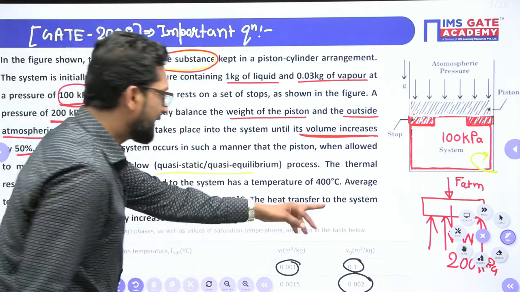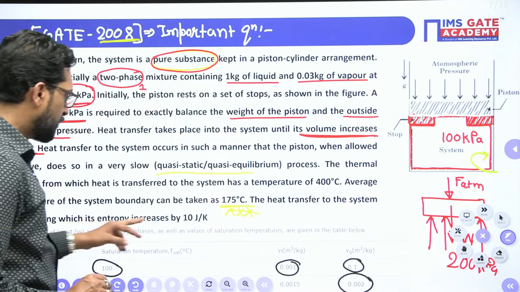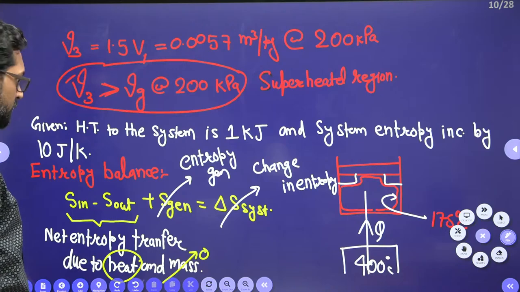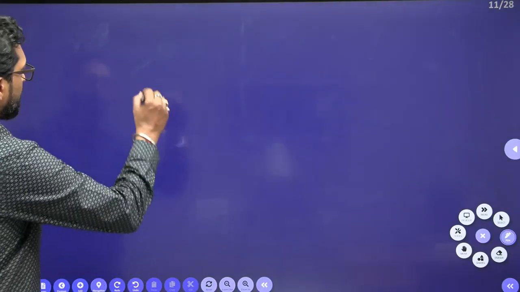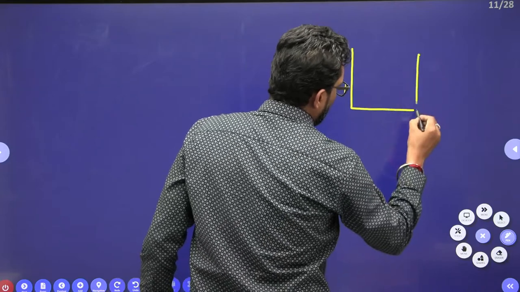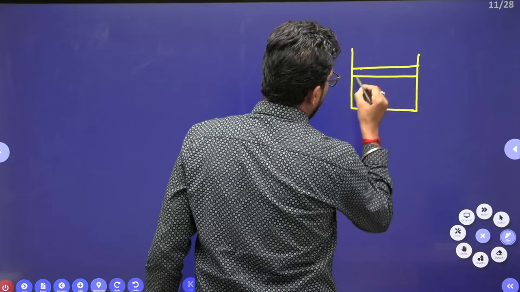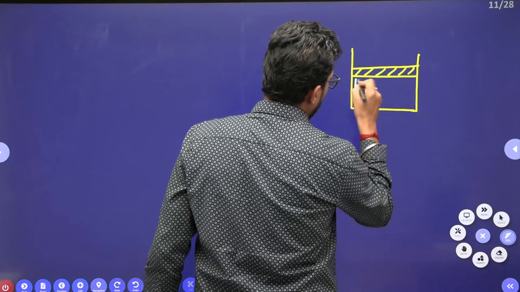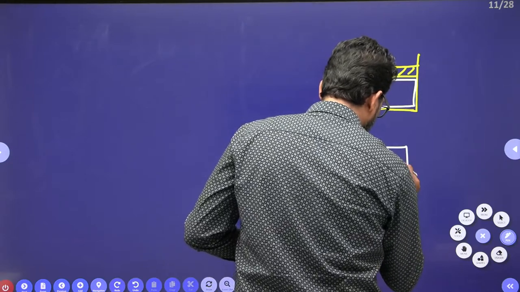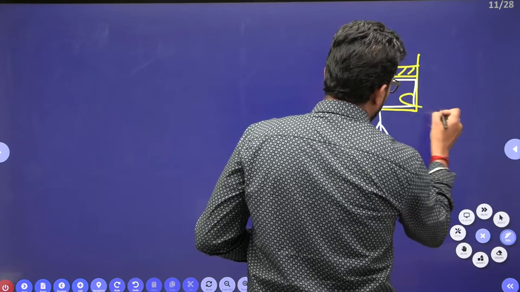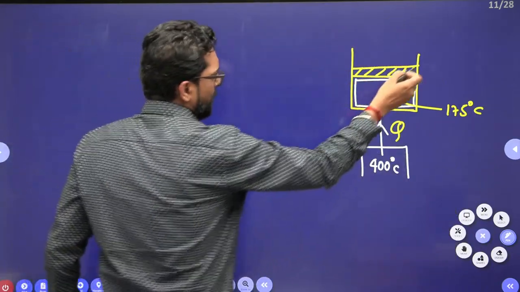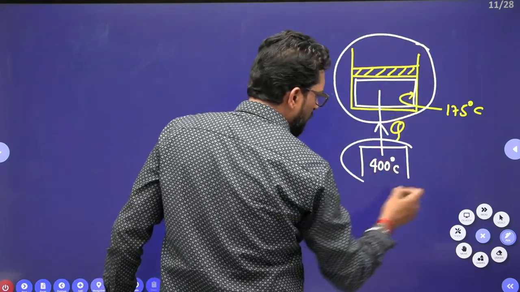The heat transfer to the system is 1 kilojoule, during which the entropy increase is 10. That means, beta, if this is our system, and heat transfers from the thermal reservoir at 400 degree centigrade, and this is our boundary temperature, 175 degree centigrade, this is the heat. So always take the surrounding, not the system boundary temperature.